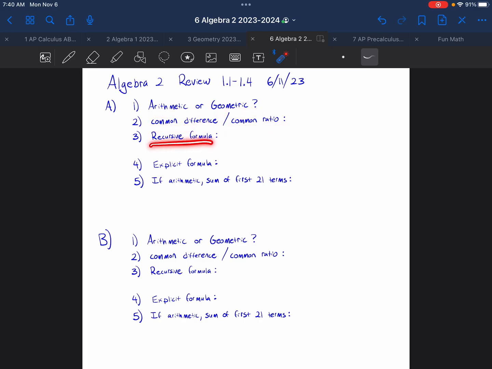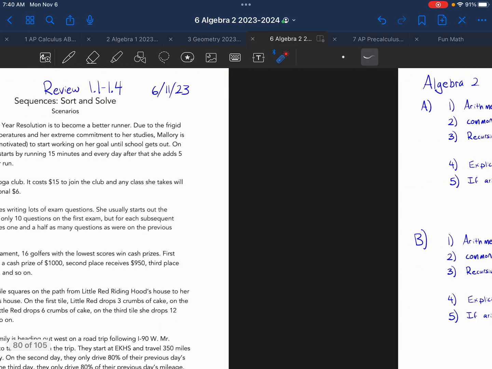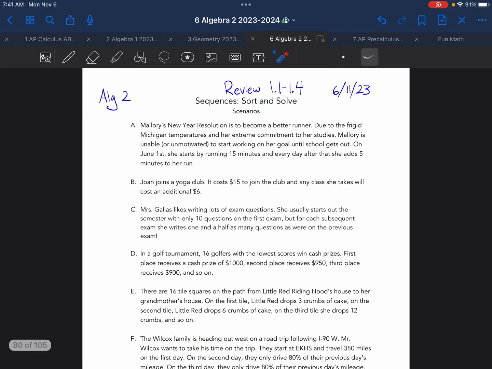We're going to write a recursive formula, an explicit formula, and if it is an arithmetic, if we were circling this one, then we're going to find the sum of the first 21 terms. All right, so I'm going to have to flip back and forth a few times. Let's read A. And this video is intended to be a solution video and also a way to look at hints if you're just trying to get a little bit motivated.